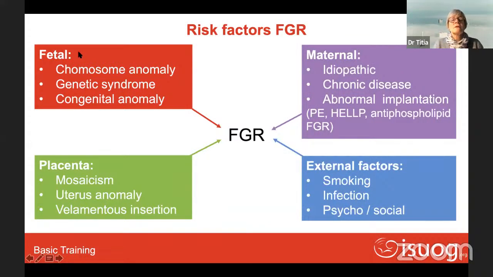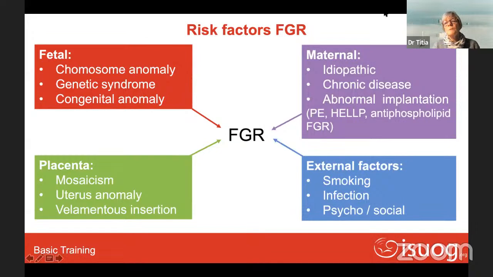If we look at the fetus, there are various origins of these factors. If you are aware that there is a chromosome anomaly, you might be aware of that due to the prenatal screening or due to encountering anomalies. And you might be aware that there is a genetic syndrome or that you have encountered congenital anomalies. Of course, there's a higher risk of fetal growth restriction.